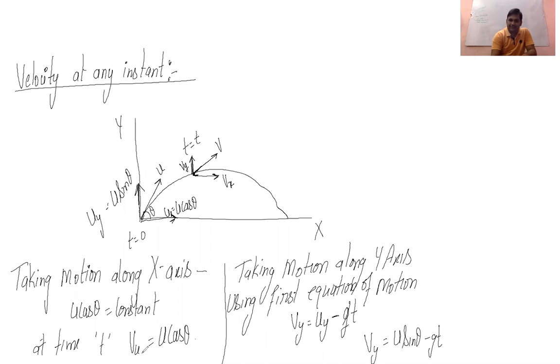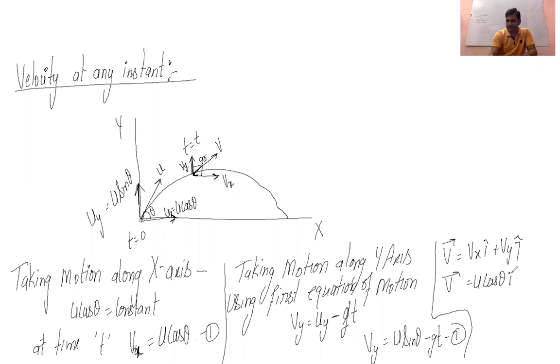So you can see here, this is the velocity along x-axis. This is the first equation, this is the second equation. Now you can see these are at 90 degrees. In vector form, you can write V vector is equal to Vx i cap plus Vy j cap, or simply u cos theta i cap plus (u sin theta minus gt) j cap. Or if you are willing to calculate the magnitude, it will be the square root of the sum of the squares of the coefficients of i and j, since these are at 90 degrees.